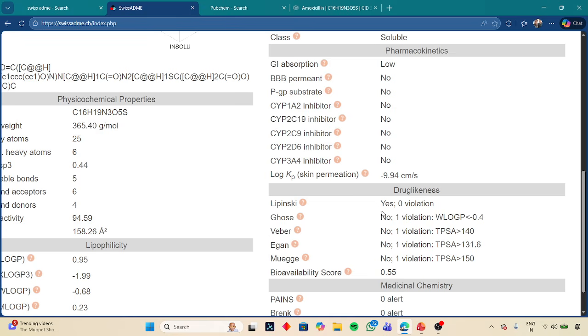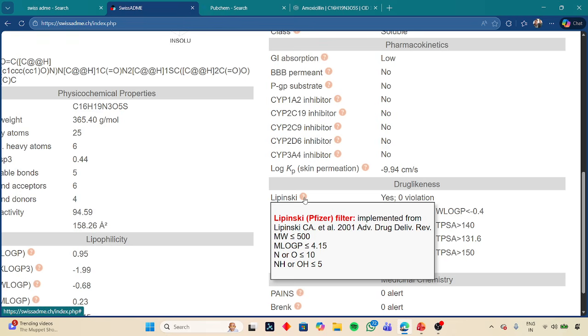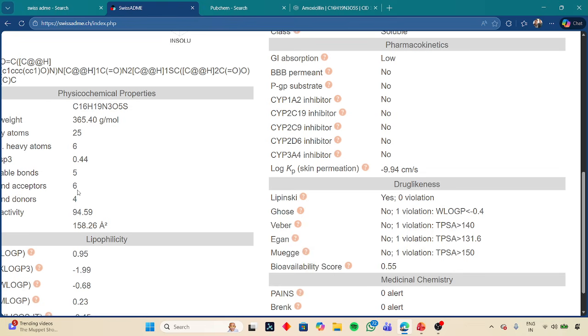Talking about the Lipinski rule of five, you can see here that the molecular weight should be less than 500. It is following that because it has a molecular weight of 365. Log P value less than 5. Then the number of hydrogen bond donors and acceptors should be less than 10 and less than 5. You can see that the acceptor count is less than 6.